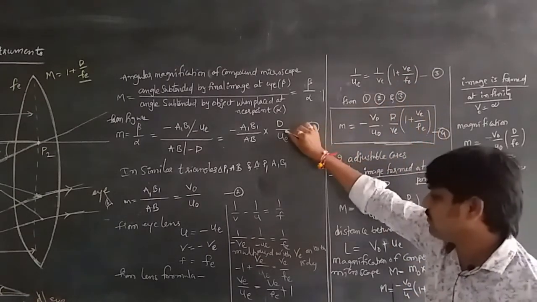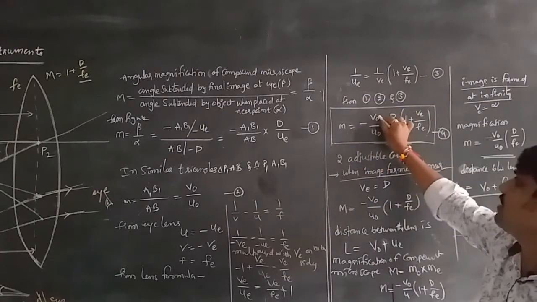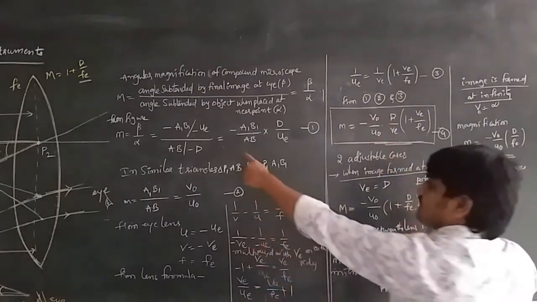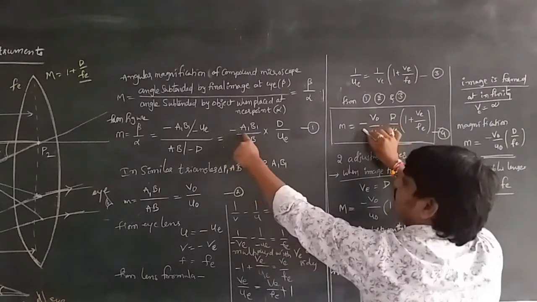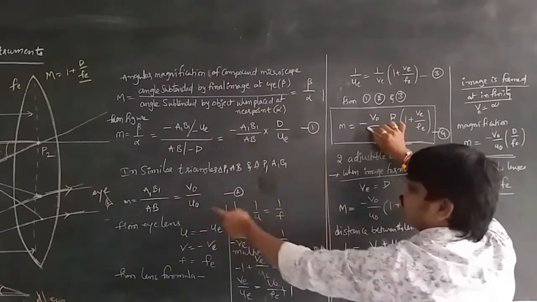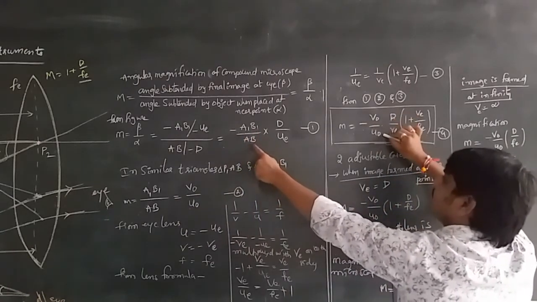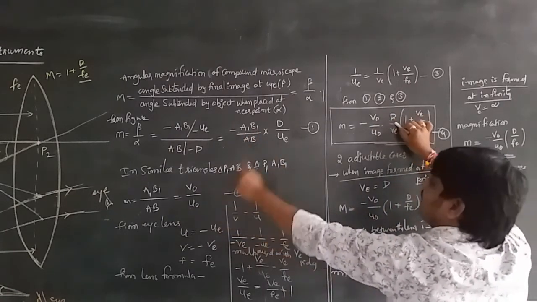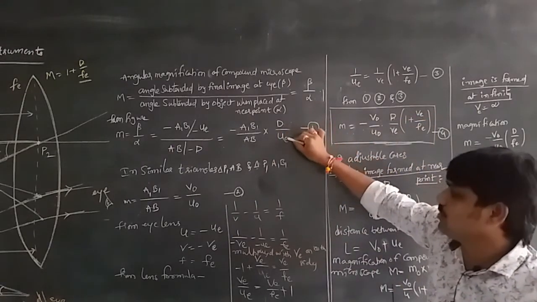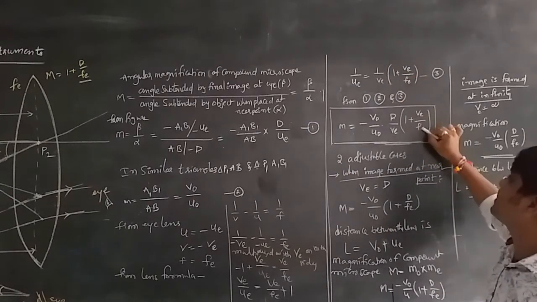From equations 1, 2 and 3 we can write that M is equal to minus Vo by Uo into D by Ue, because we know the relation A1B1 by AB is equal to Vo by Uo. Since we have put the sign already, we didn't take any negative sign here. So D into 1 by Ue, and the value of 1 by Ue is 1 by Ve into 1 plus Ve by Fe.